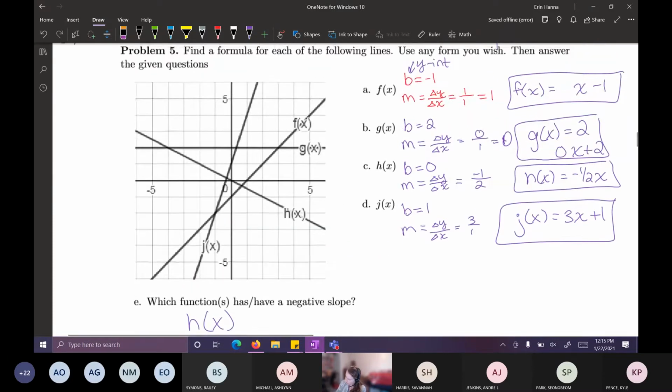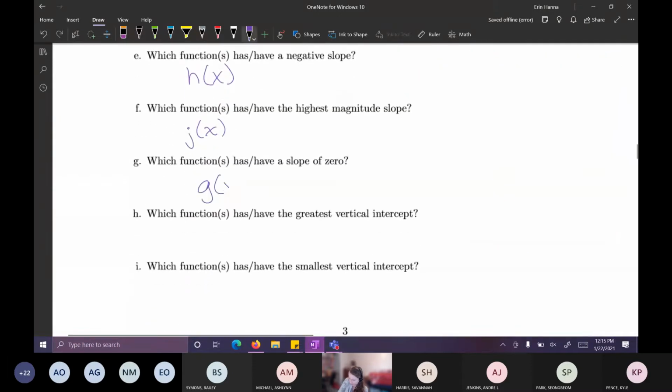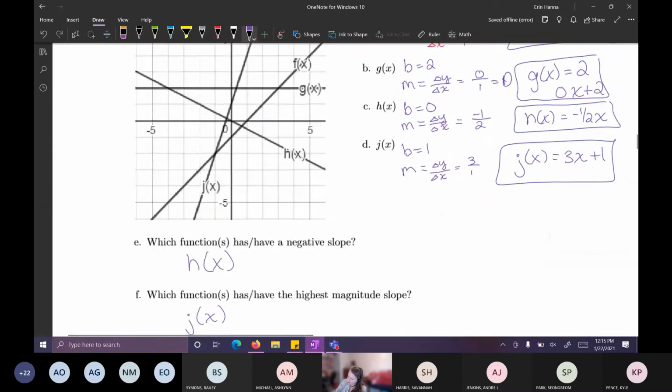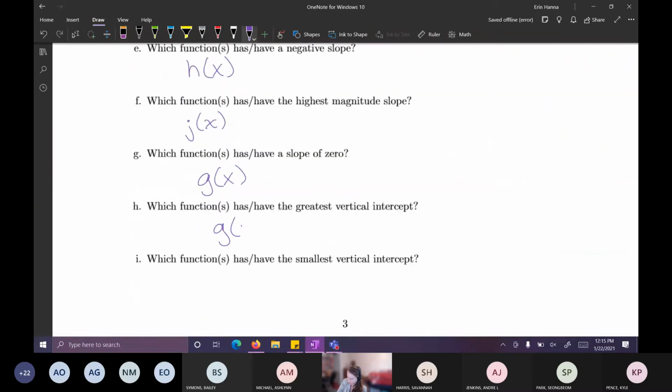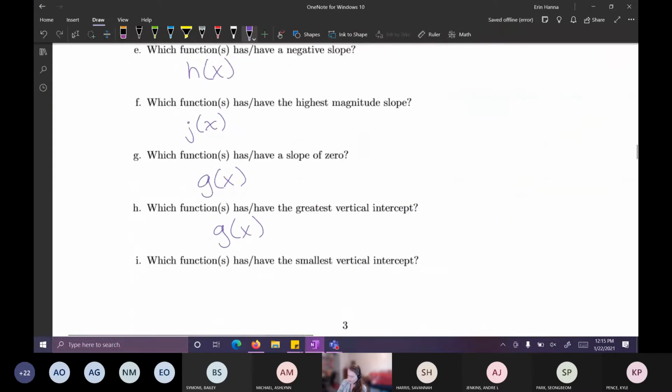Which function has a slope of 0? There was only one of them with a slope of 0. Remember, your slope is your m value, so that was g of x. The greatest vertical intercept was at +2 for g of x again. And then the smallest vertical intercept is at -1, so that would have been f of x. Questions, concerns on that question at all before we move on to the next one?